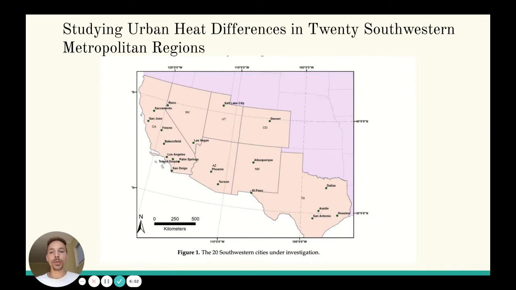To figure this out, we'll be focusing on a study of urban heat differences in 20 Southwestern metropolitan regions. You can see my hometown, for example, Sacramento, nearby cities like San Jose and Fresno, a couple of other places in Southern California, and a few other major areas in the Southwestern US. These are the 20 cities we'll be focusing on today. Feel free to take a look.